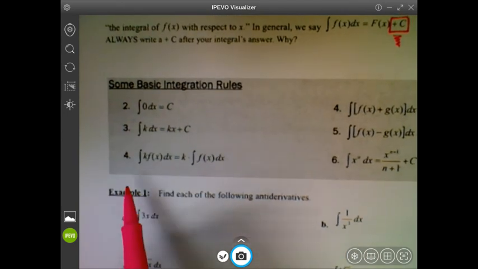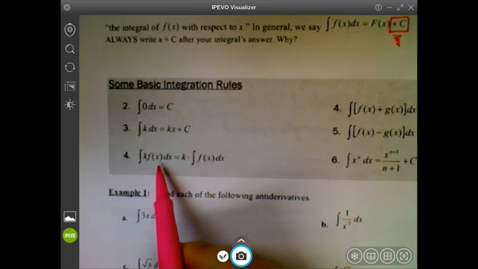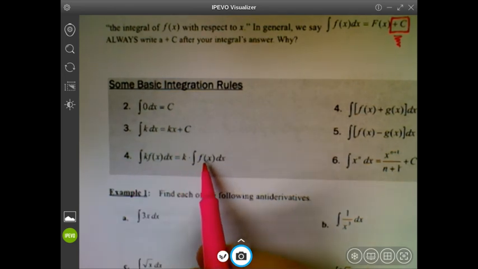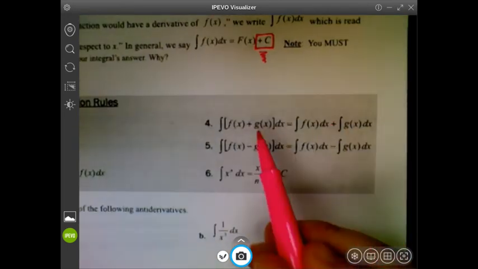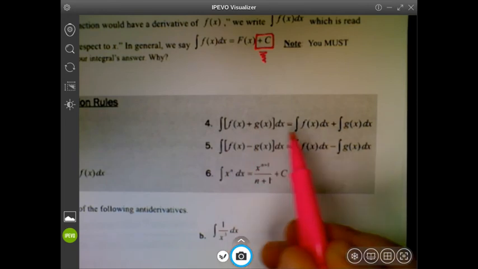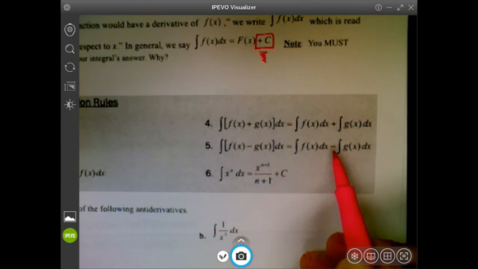And then a couple of reminders from what we talked about before. If you have a constant inside the integral, you can pull that constant out before you take the integral, and this is really helpful in a lot of cases. Also, if you have two things being added together, you can take the integral of each one separately with an addition. Same thing with subtraction.